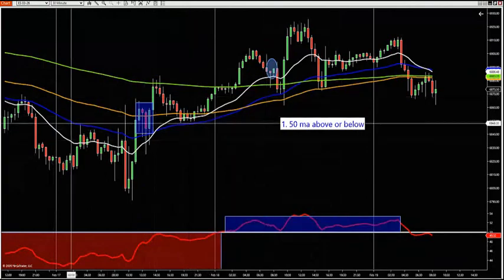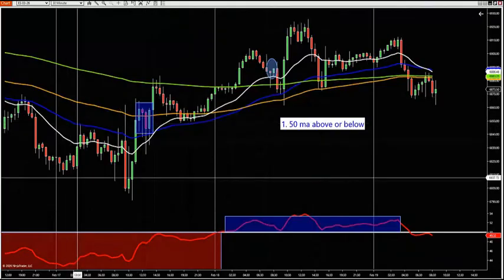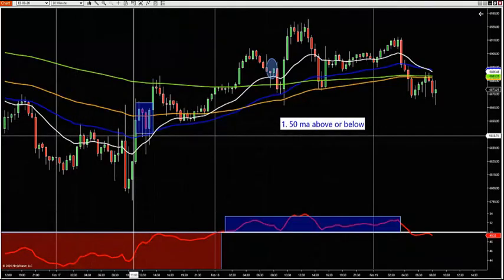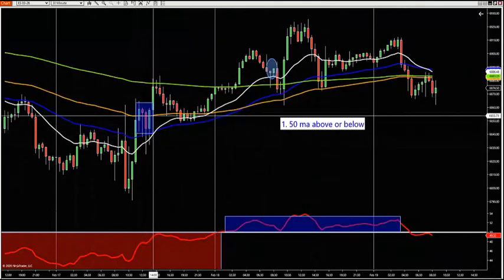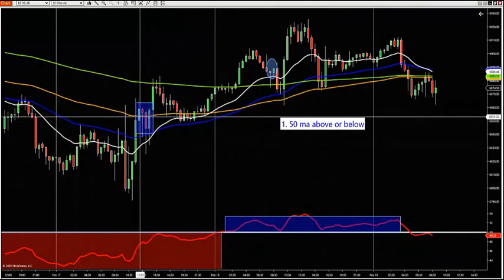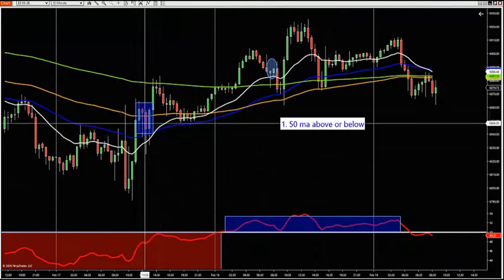And you noticed we closed for the first time on February 17th at 11:30 a.m. We got above the 50 moving average. All right, that's strength in the market. The market starts strengthening up.